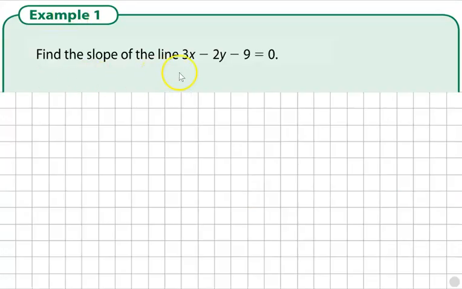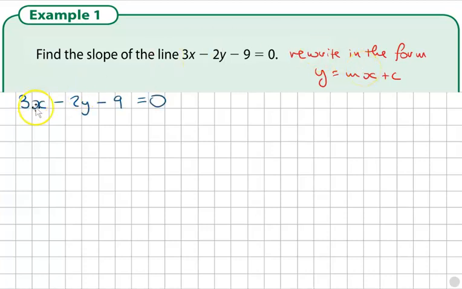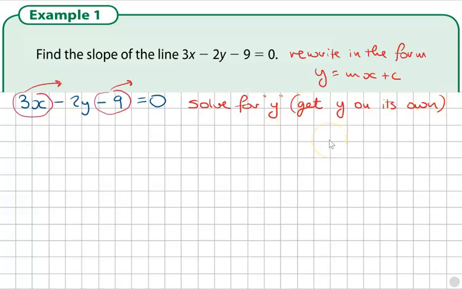Example 1. Find the slope of the line 3x minus 2y minus 9 is equal to 0. So we're going to rewrite in the form of y equals mx plus c. We write out our equation, and we want to get the y on its own. So we're going to carry the 3x over the equal sign and the minus 9 over the equal sign and change their signs. So we're going to solve for y, get y on its own, or make y the subject of the formula. So the 3x and the minus 9 come over the equal sign and change signs.